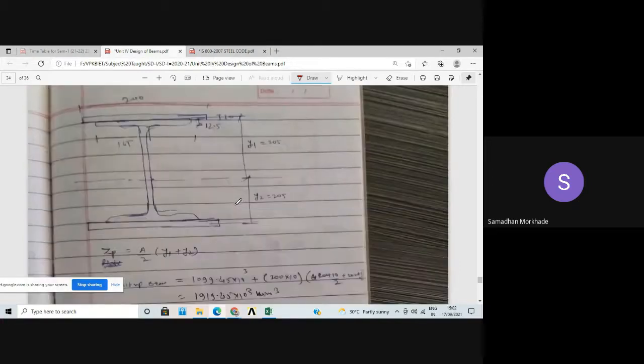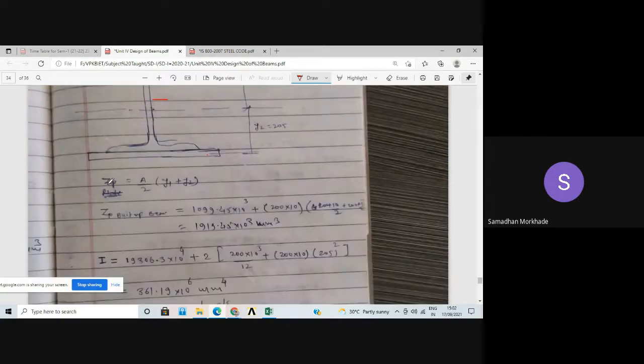So your section is looking like this now. This is your I section, ISLB 400, and these are the cover plates, 200 by 10, 200 by 10. Now you will have to calculate the ZP of this. ZP is equal to A by 2 into Y1 plus Y2. So ZP of built up beam is ZP of ISLB 400, which will be there, plus 200 into 10, A by 2.